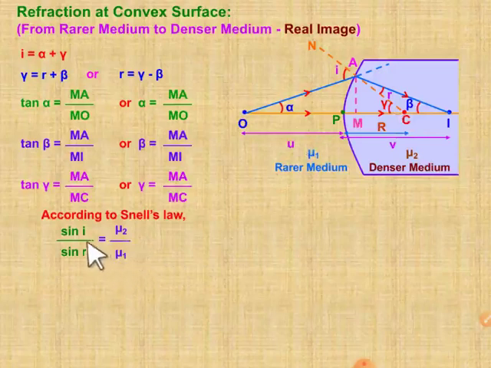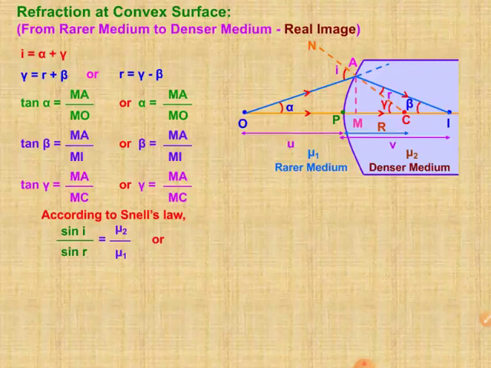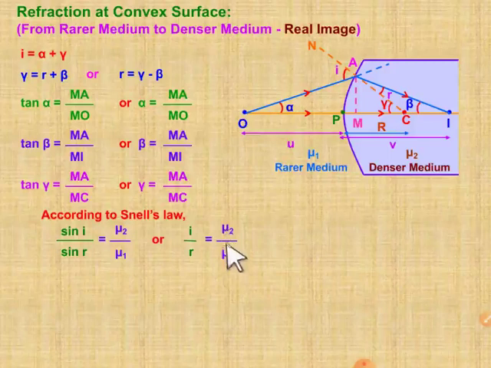Similarly, the angle of incidence and angle of refraction are also small, so we can write i by r equals mu2 by mu1. As I told you, if the angle is small, then the sine of that angle will be approximately equal to the angle itself. Likewise in the case of tan, the tangent of that angle will be approximately equal to the angle itself. If that angle is very small, then we can express it as mu1 i equals mu2 r.